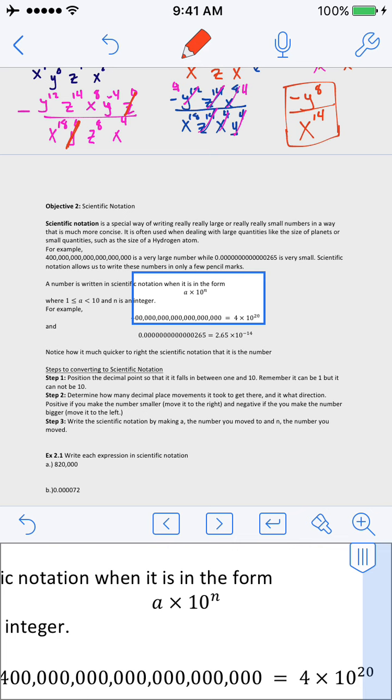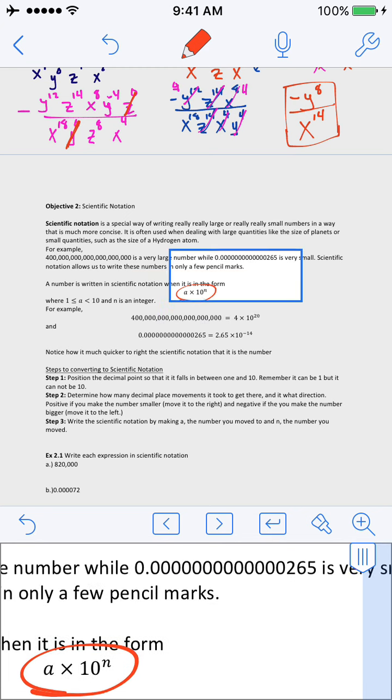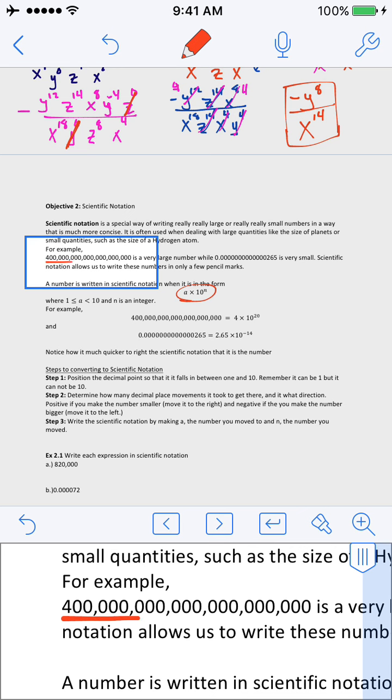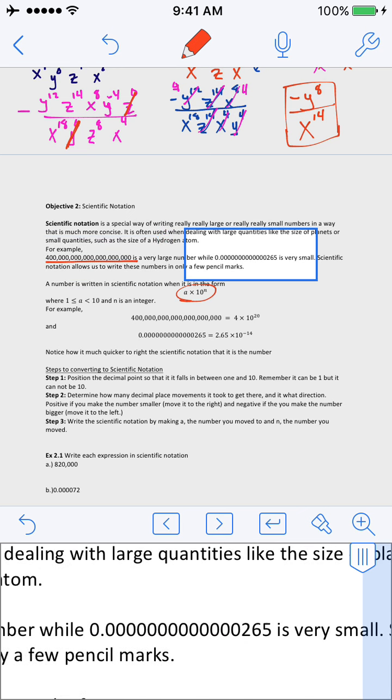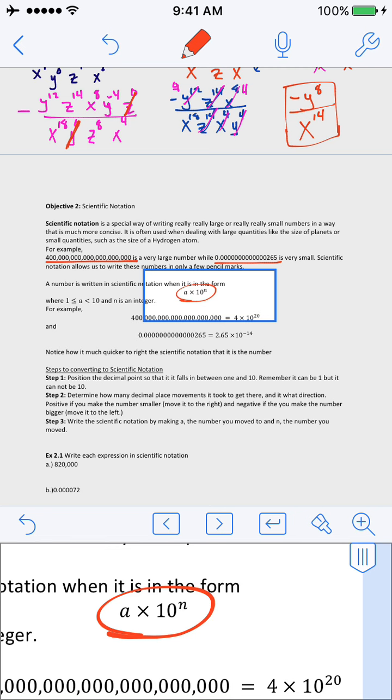Scientific notation looks like this: a times 10 to the n, right? It's when you see a very, very large number, or a very, very small number that you want to use scientific notation. Because what it does is it knocks off unessential zeros. That's where this 10 to the n part comes in handy.